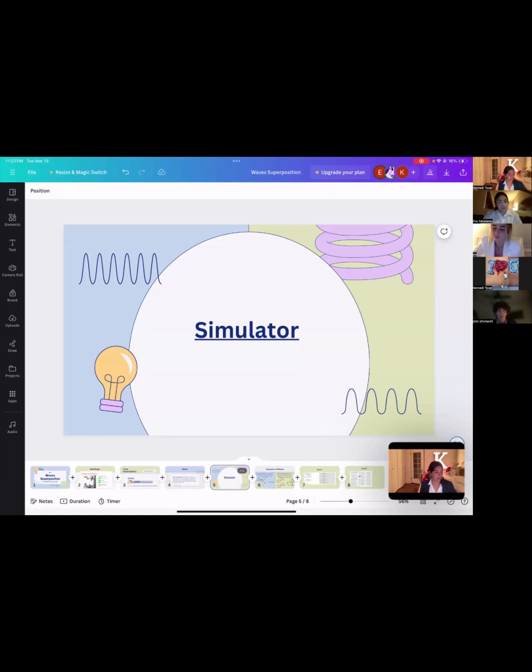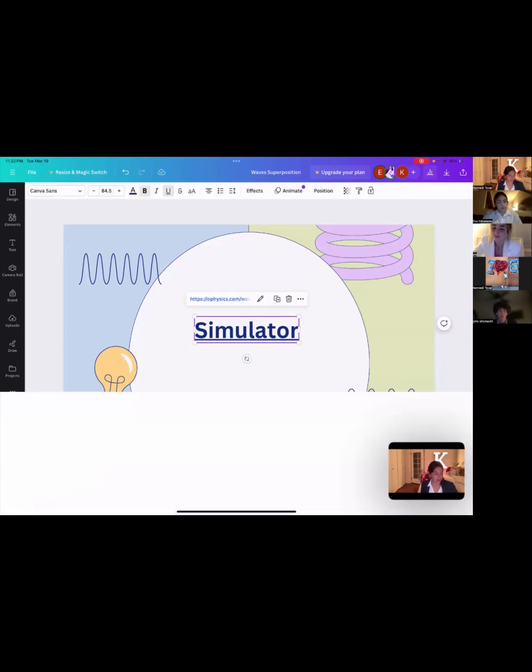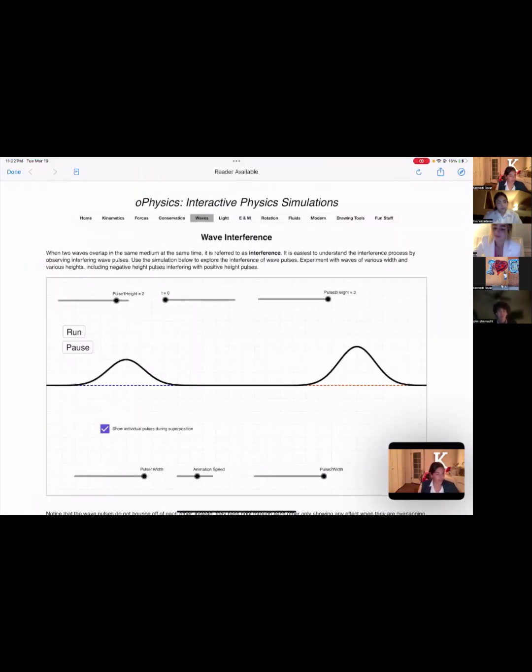Okay, so now we're going to show you a simulator on how waves interfere. So this website shows you can make the waves have a positive height or negative height, and you can make them have many different amplitudes. So first, we're going to have two waves with two different size amplitudes, but positive heights. So if you're watching this online, please pause the video and think about what's going to happen when these two waves interfere.